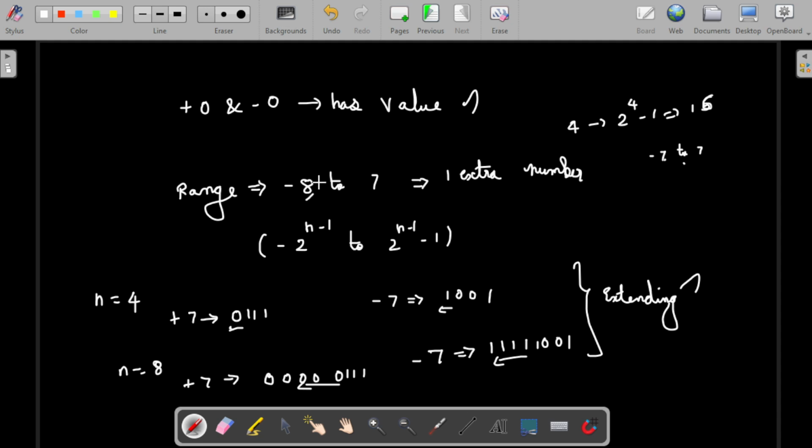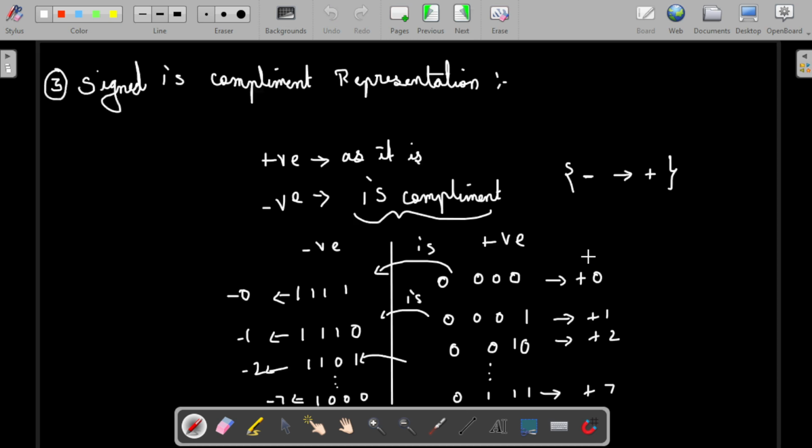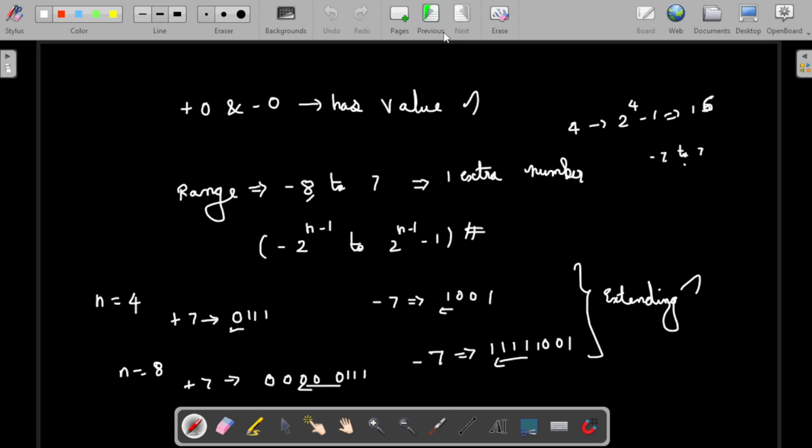So we are extending by one more number in the negative side. That is why this range is happening. This is one of the very important ranges that you have to remember. I hope you are able to understand all 4 types of complements. From comparing everything, 2's complement is the best.